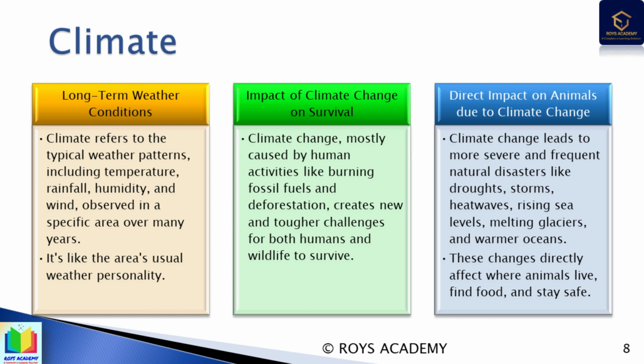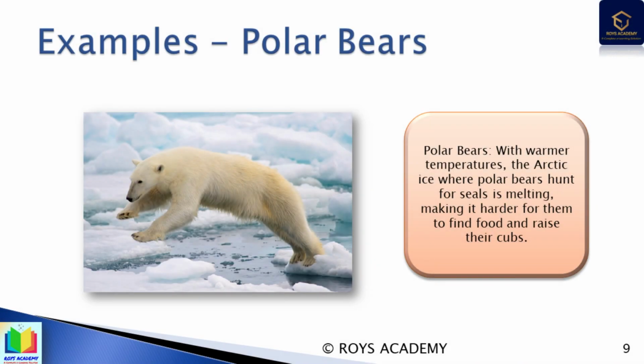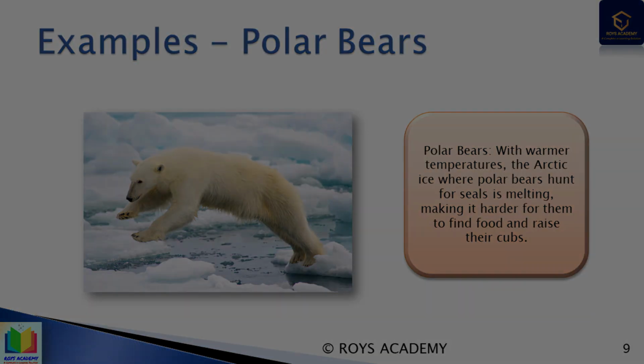Direct impact on animals due to climate change. Climate change leads to more severe and frequent natural disasters like droughts, storms, heat waves, rising sea levels, melting glaciers, and warmer oceans. These changes directly affect where animals live, find food, and stay safe. Example: polar bears. With warmer temperatures, the Arctic ice where polar bears hunt for seals is melting, making it harder for them to find food and raise their cubs.